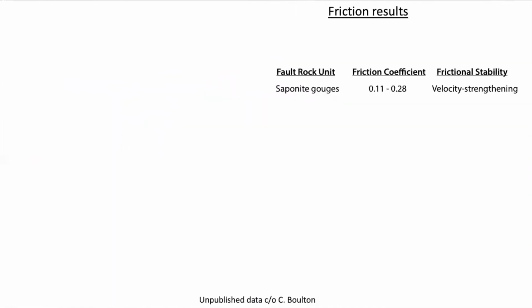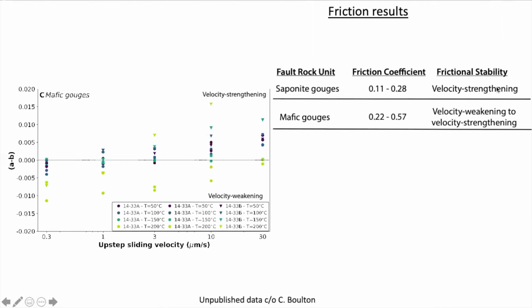So here on the right, we'll walk through a table which shows the fault rock unit, the friction coefficient, and the frictional stability from the velocity stepping experiments. So first up are the saponite gouges, which are frictionally weak, but are velocity strengthening. Next, we have the mafic gouges, which are slightly stronger and range from mildly velocity weakening to velocity strengthening as well.